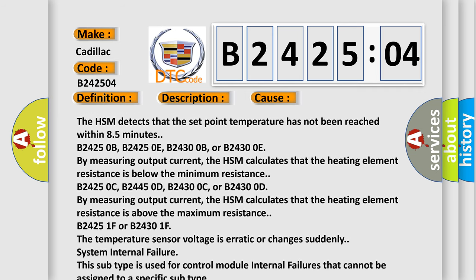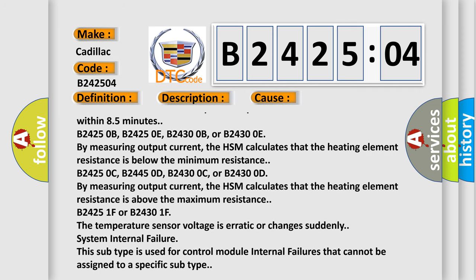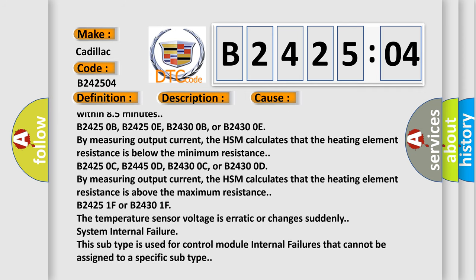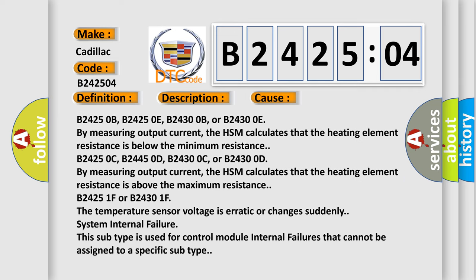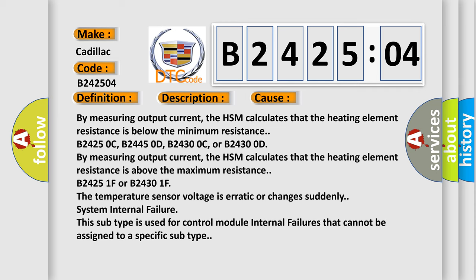B2425-0B, B2425-0E, B2430-0B, or B2430-0E. By measuring output current, the HSM calculates that the heating element resistance is below the minimum resistance.